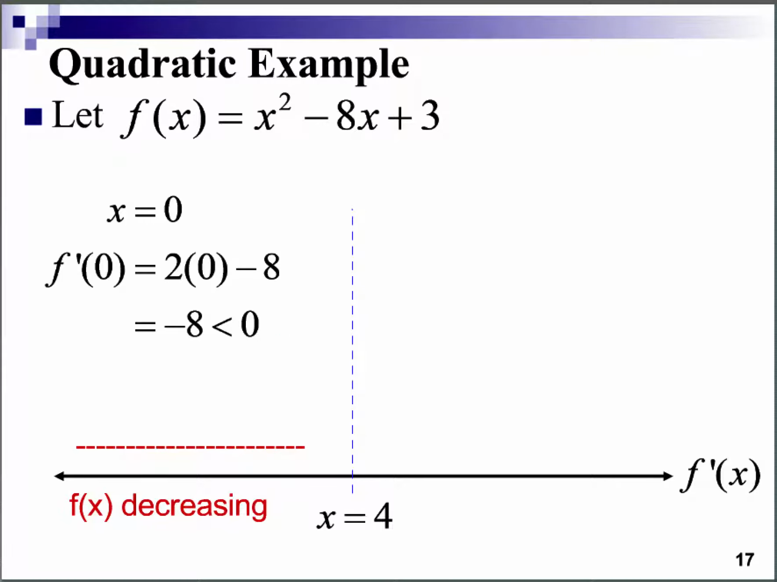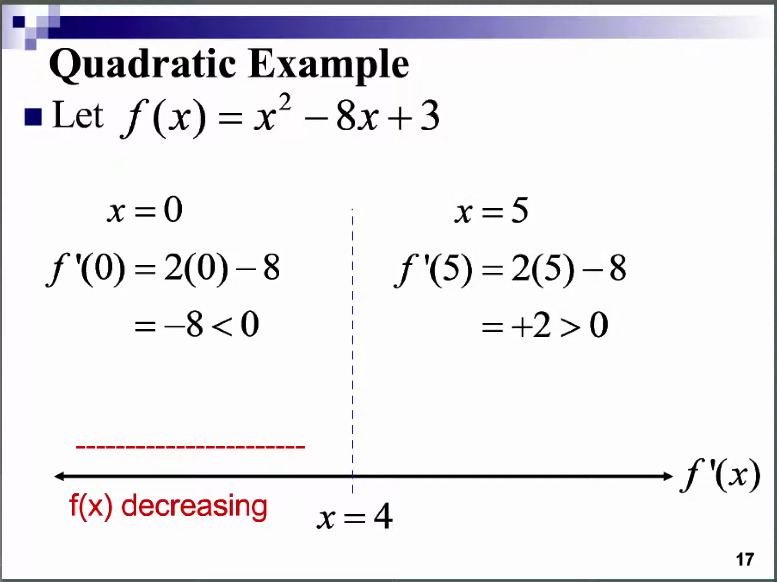So I'm going to put a bunch of negative signs, and that tells me all the derivatives in that region are negative, and therefore I know the function is always decreasing in that region. So to the left of x equals 4, that function is coming down. So that's region 1. Now we move to the next region, region 2 on the right. We will pick x equals 5, let's say, anything to the right of 4.